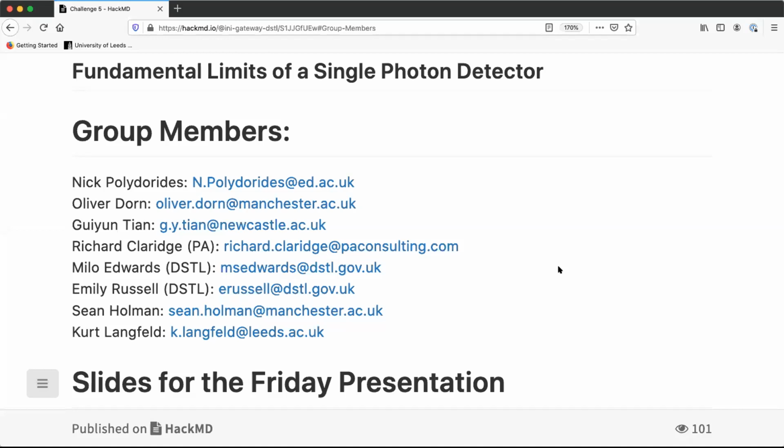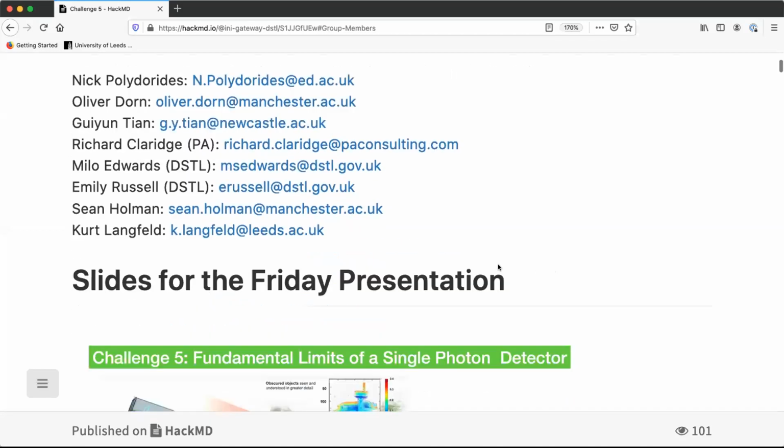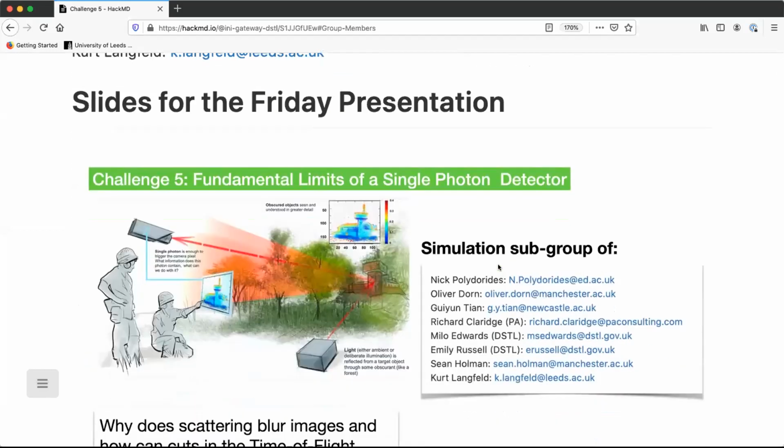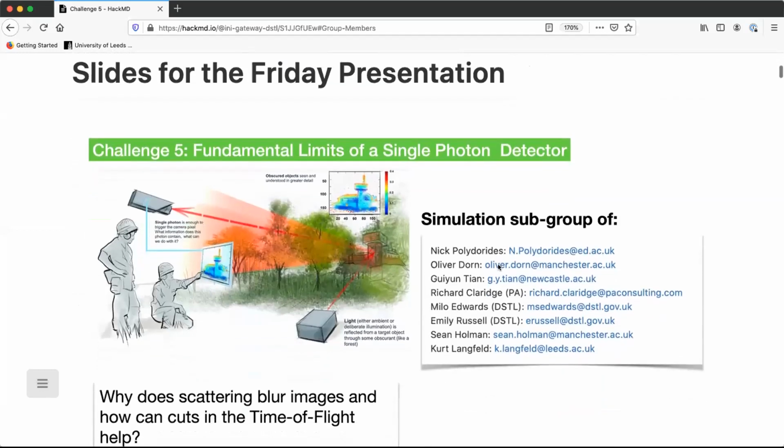Okay, I'll try to share my screen. This is our group here. We had a wide range of expertise, including tomography, sensor imaging, and computational simulation modeling, and our presentation will reflect that. The presentation is on HackMD if you want to look at it. I'll scroll through as I go along.